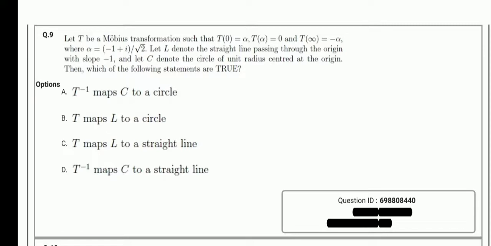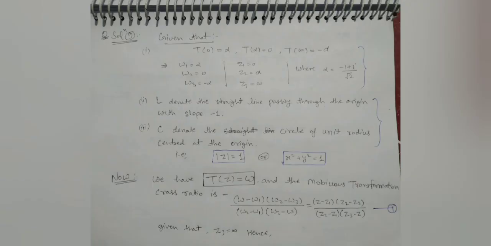Now, given that T of 0 is equal to alpha, T of alpha is equal to 0 and T of infinity is equal to minus alpha, where W1 is equal to alpha, W2 is equal to 0 and W3 is equal to minus alpha, Z1 is equal to 0, Z2 is equal to alpha and Z3 is equal to infinity, where alpha is equal to (minus 1 plus i) by under root 2. And second, L denotes the straight line passing through the origin with slope minus 1, and third, C denotes the circle of unit radius centered at the origin, that is mod of Z is equal to 1 or x square plus y square is equal to 1.